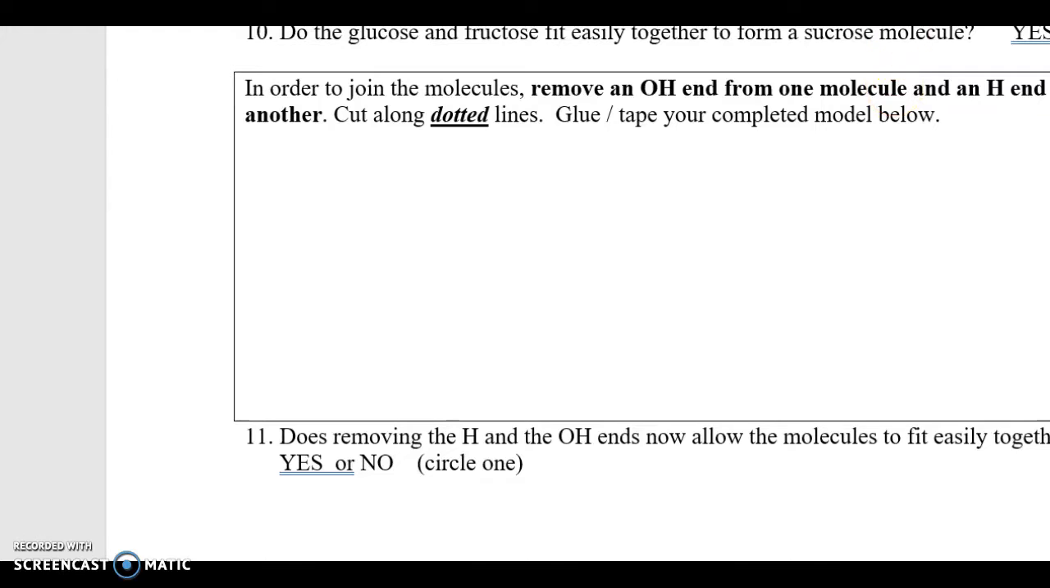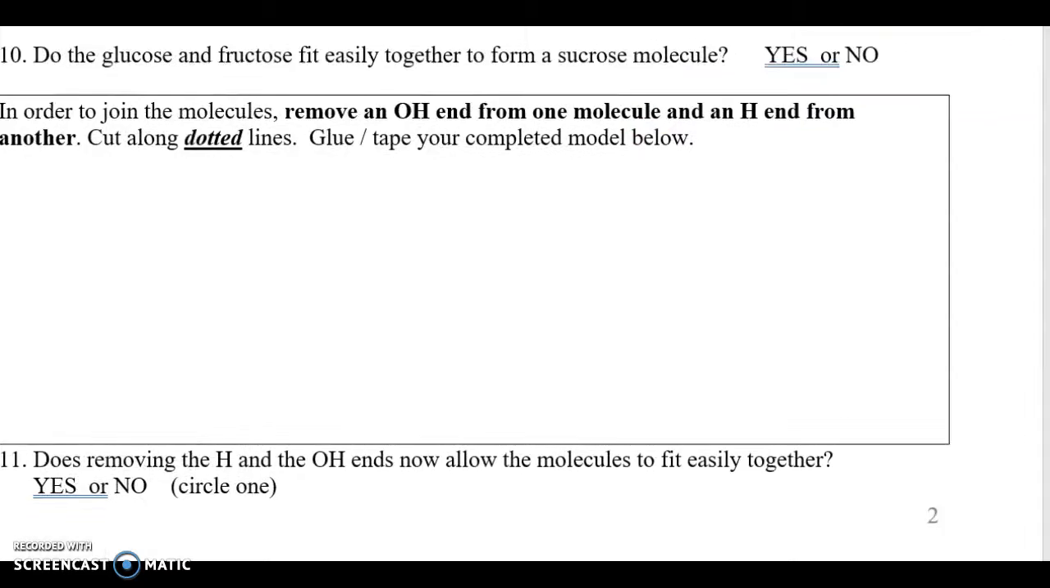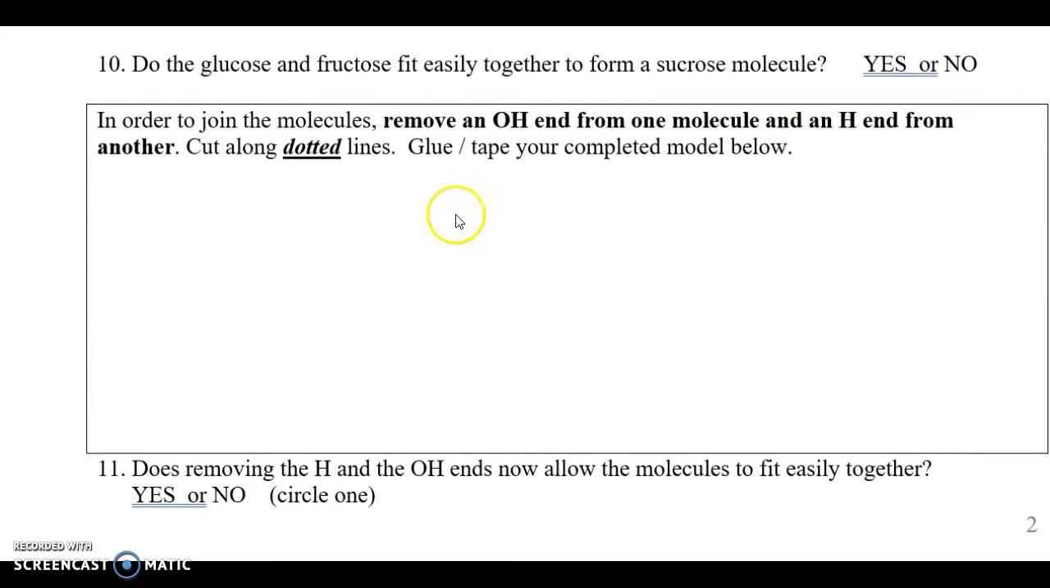So when you're doing that, it tells you exactly what to do. Remove an OH and an H, so you're going to cut along the dotted lines, and then you're going to glue or tape your models right here. So that glucose and fructose, once you get them to fit together like jigsaw puzzle pieces, they're going to go right there. Make sure you glue them down, please.